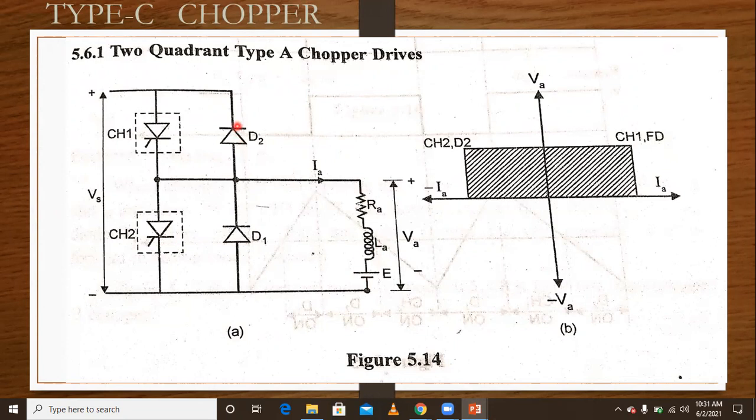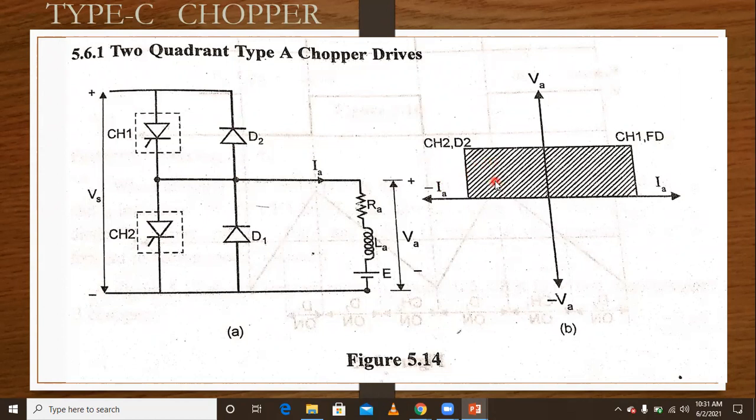Understood? And therefore the armature current IA is reversed, fed back to the supply like this. This is the path of the current. It is called negative: the armature current is negative, going to the supply. But as the motor is rotating in the clockwise direction, it is called the forward braking mode.